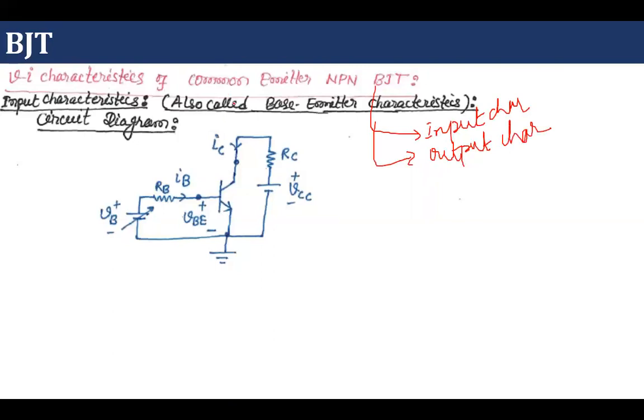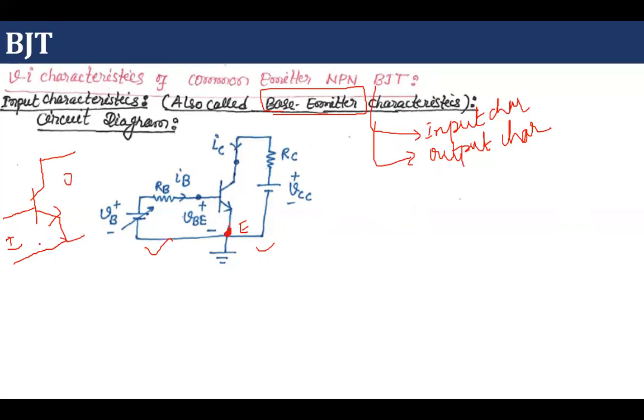Okay. This input characteristic is also known as base emitter junction. Actually, this is a common emitter configuration. See, this is the emitter terminal, and it is common to both the input side and output side. Actually, this bipolar junction transistor can easily be recognized as a two port network. This is known as input port and this is known as output port.